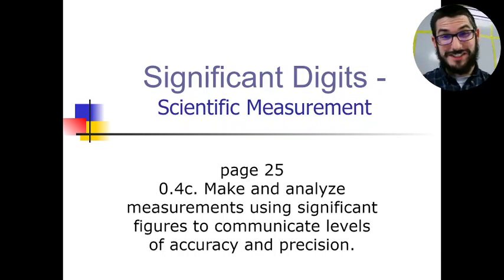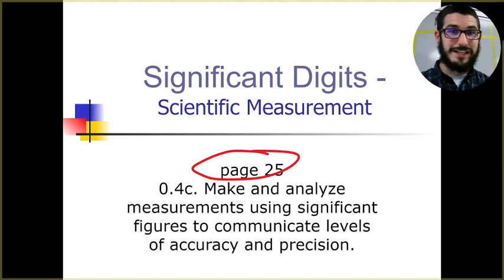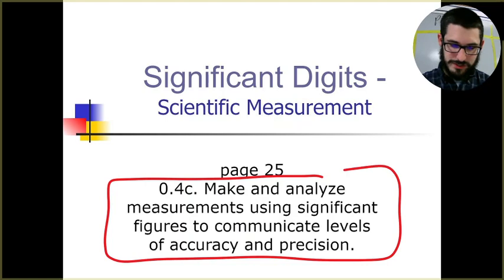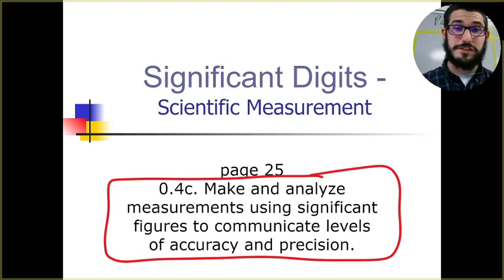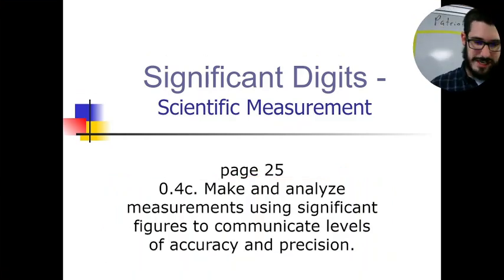All right, so significant digits again, this time scientific measurement and how that relates to significant digits. It's going to be on page 25. So flip over to 25 again if you are not already there. And we are continuing to look at making and analyzing measurements to communicate levels of accuracy and precision using significant digits. So that's what we are tackling today.